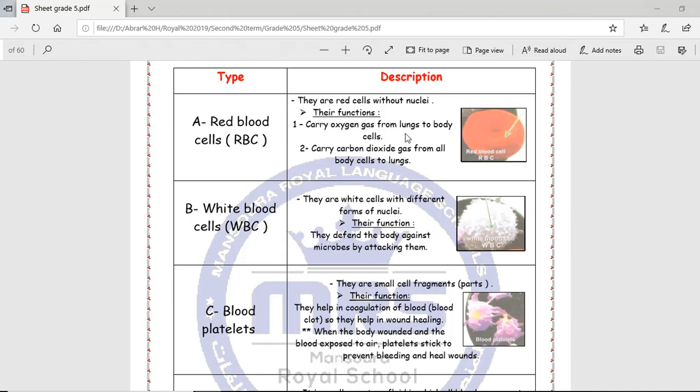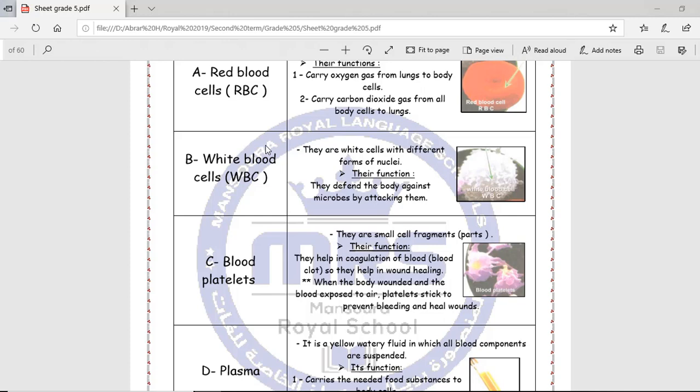So what are the red blood cells? They are red cells without nuclei. What is their function? Their function is to carry oxygen and carbon dioxide from the lungs to the body cells and from the body cells to the lungs.